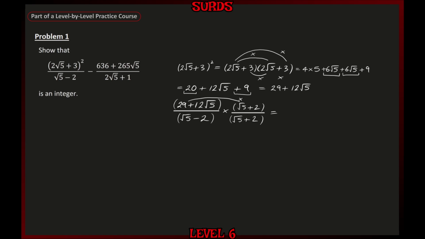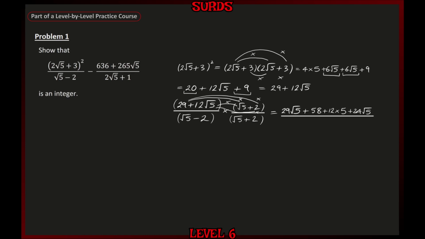29 multiplied by root 5 is just 29 root 5. 29 multiplied by 2 gives us plus 58. 12 root 5 times root 5 becomes plus 12 times, and root 5 times root 5 is 5. And finally, 12 root 5 multiplied by 2 is plus 24 root 5.